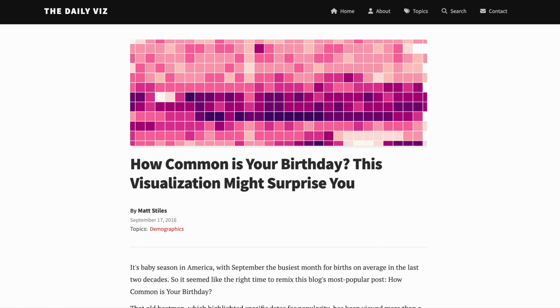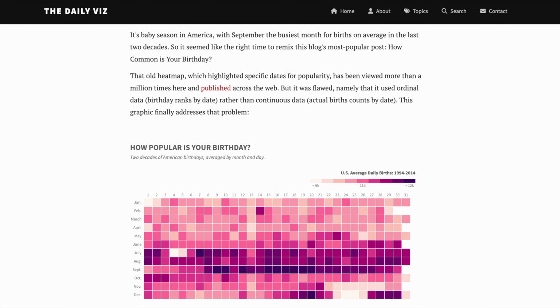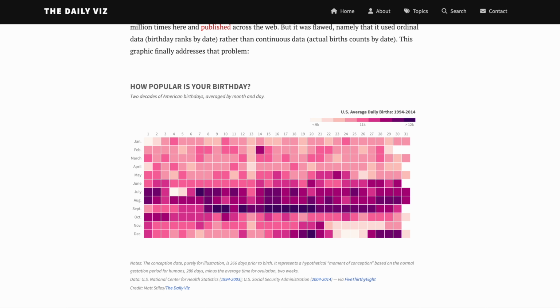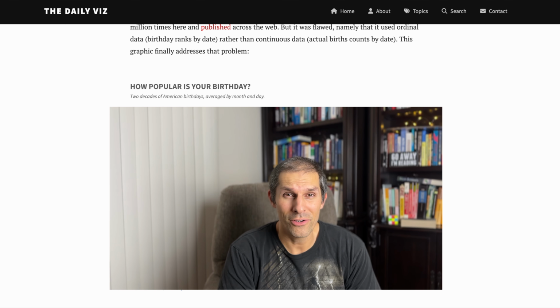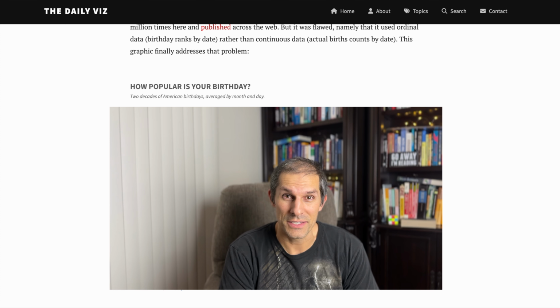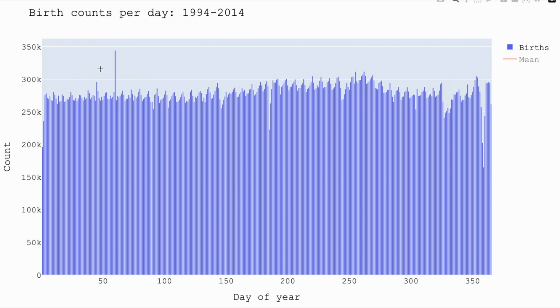But what about real life? Does this actually work? The people over at 538, the news agency, collected 2 decades worth of birth data and made it available for free. The Daily Viz created this heat map out of it. Apparently coitus is very popular in December. Here is a visualization of the data. The large spike on day 60 are all of the February 29th birthdays, shifted to March 1st.